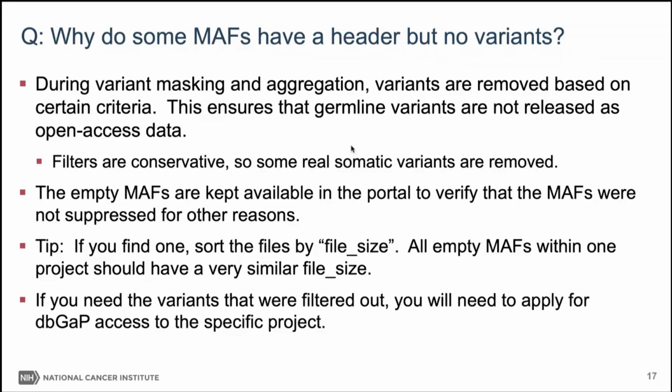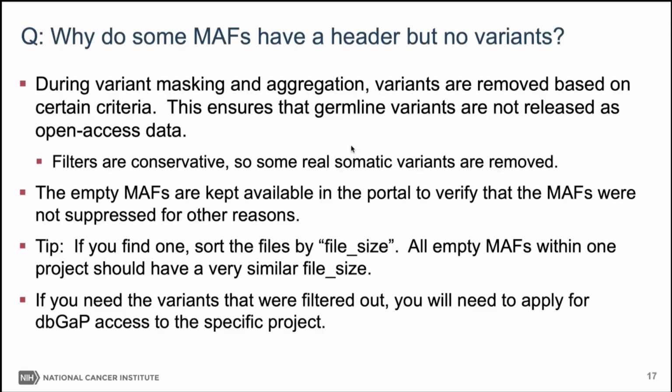A tip that I've seen work is that if you're looking through a project's MAFs and you come across a couple that have no variants, you can sort the files by file size. The empty MAFs should be the smallest ones, and they should have a very similar file size because the column headers will be the same size, and the headers above that will be a very similar size. So if you sort by that, you'll see they fall within a few bytes of each other.